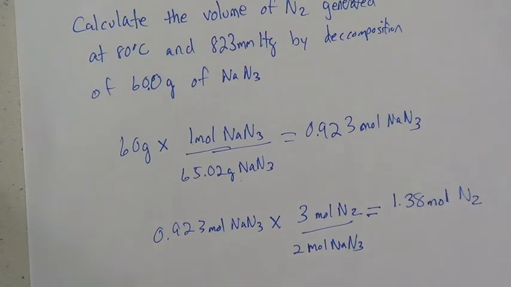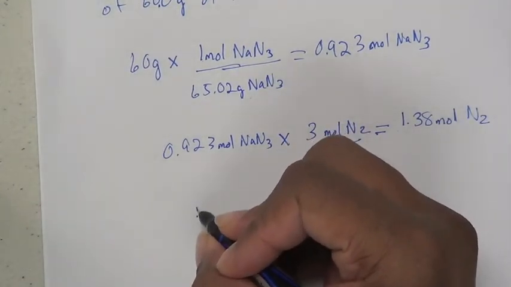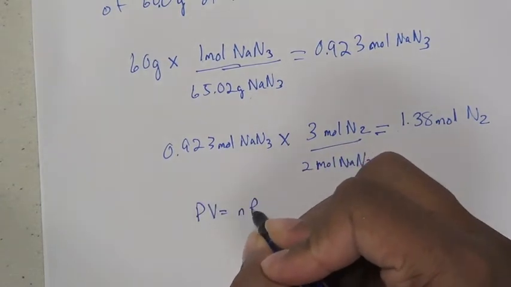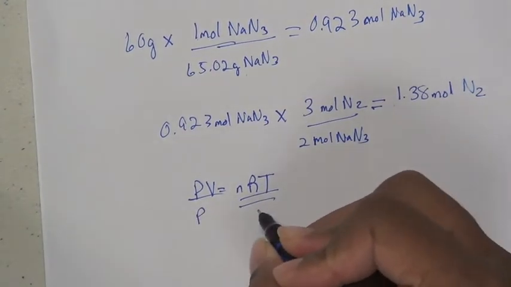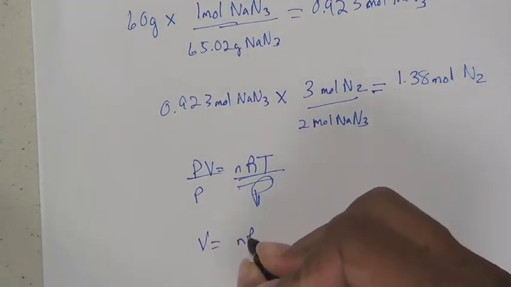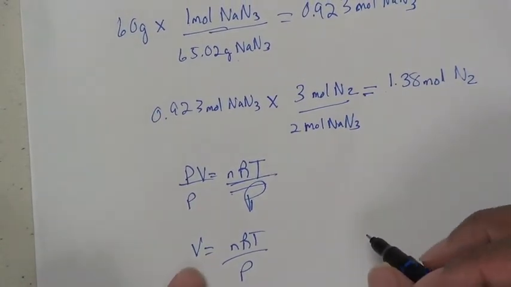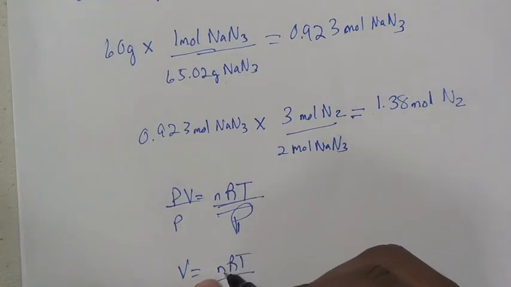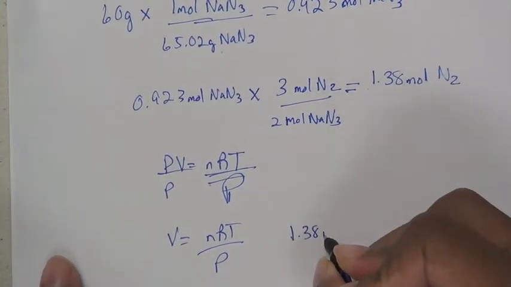Now, since we have our number of moles of gas, we can use the ideal gas law to figure out the volume. So we say PV equals nRT. To figure out the volume, divide both sides by P. So V equals nRT over P. We plug that in. The volume is what we're looking for. The number of moles will be 1.38 moles.